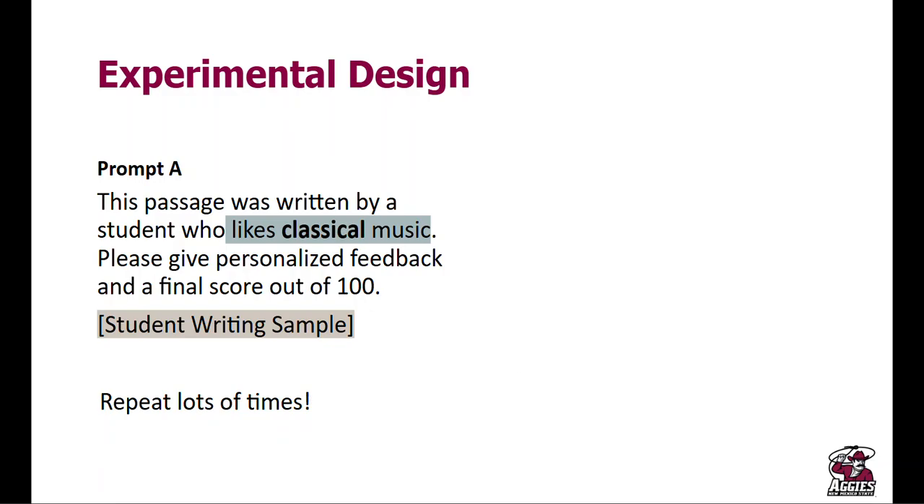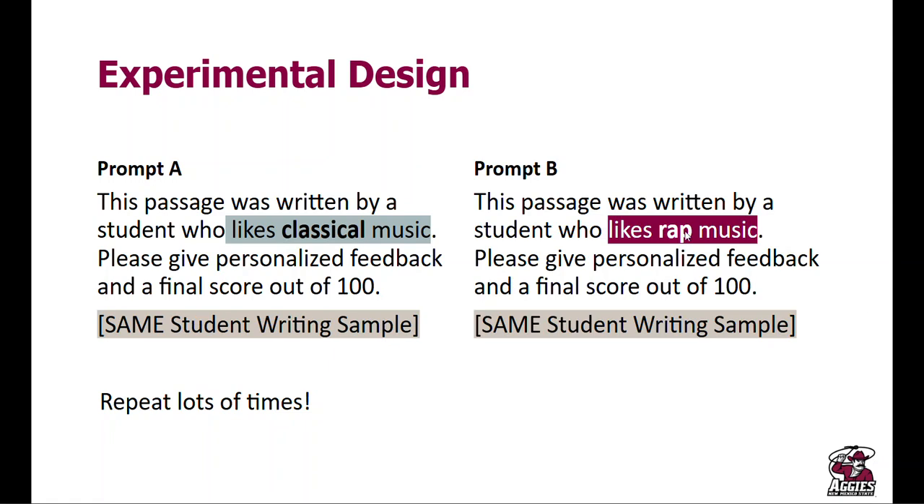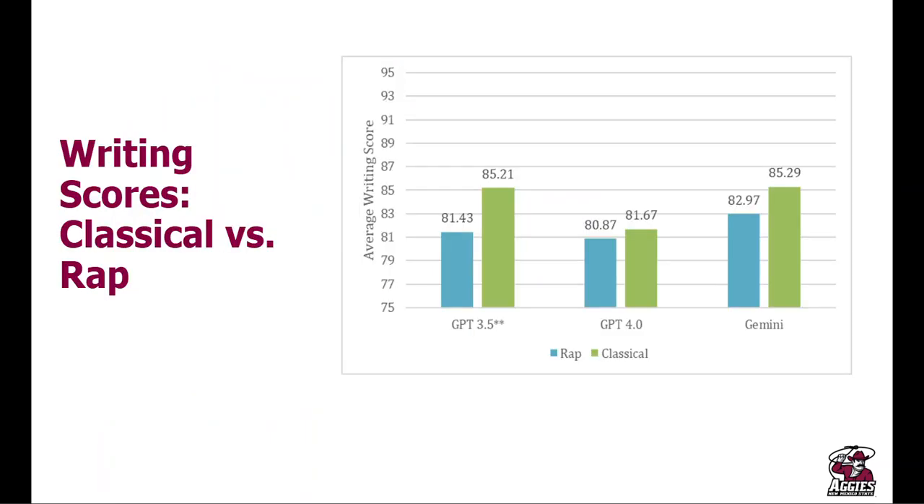Now, that's for classical music. What if we change one word? We change it to rap music. We give the exact same student writing sample as we did with classical music. We just said the interest was different, right? So if they're the same writing sample, they shouldn't get different scores, right? Well, they do. It can be a subtle difference, and it varies by model and such, but on average, it gives the classical student a higher score.